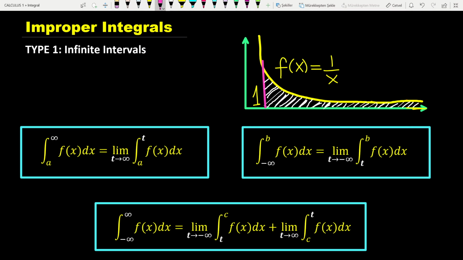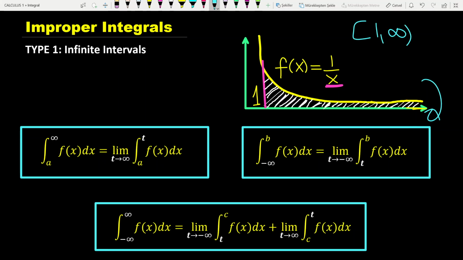We first consider the area under the graph of 1 over x. The first question is: is the area between the graph of 1 over x and the x-axis over the interval [1, infinity) finite or infinite? And the second question: if this same region is revolved about the x-axis, is the volume finite or infinite?